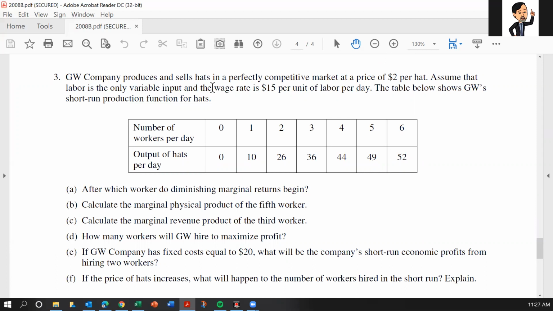GW produces and sells hats in a perfectly competitive market at a price of $2 per hat. It's good to know because then we can figure out how much money each individual worker is going to make for us. Because if they make 10 hats and I can sell each of those hats for $2, how much did that worker make for me? 10 times 2, everybody. 20. Good. Okay. Assume that labor is the only variable input and the wage rate is $15 per unit of labor per day. The table below shows GW's short run production function.